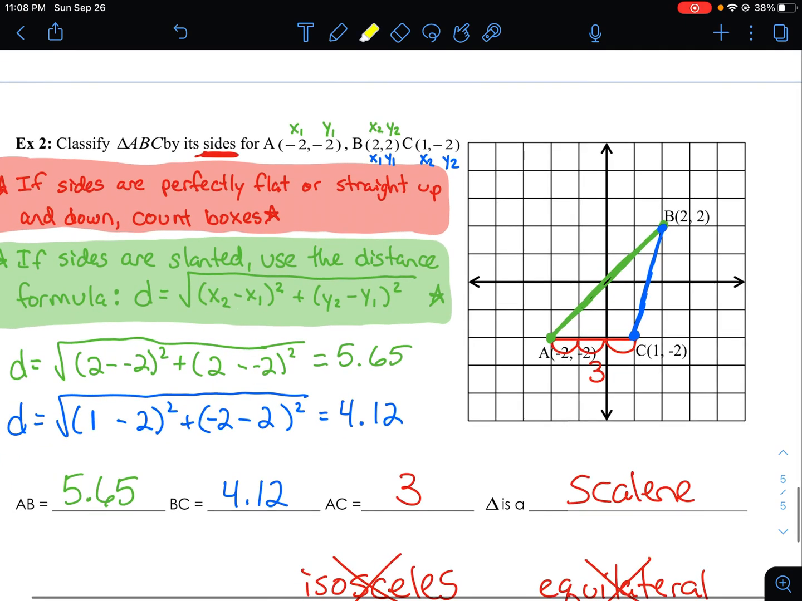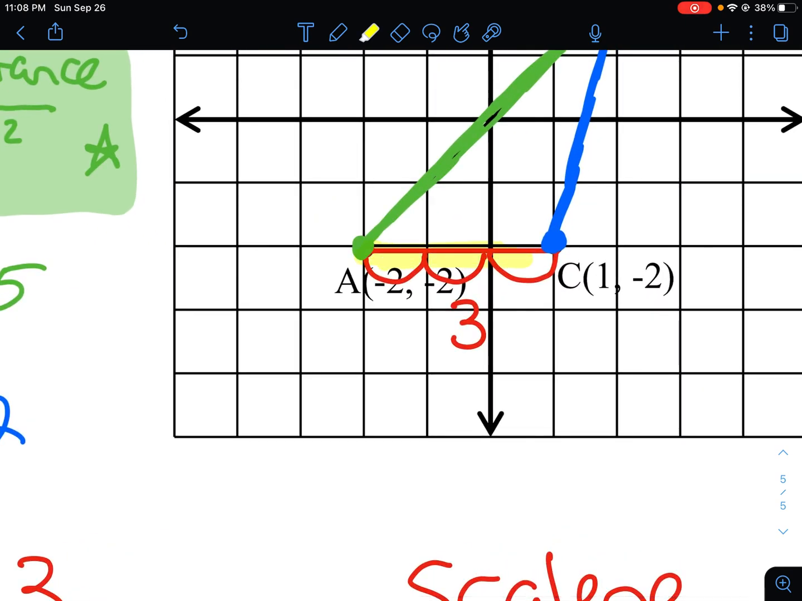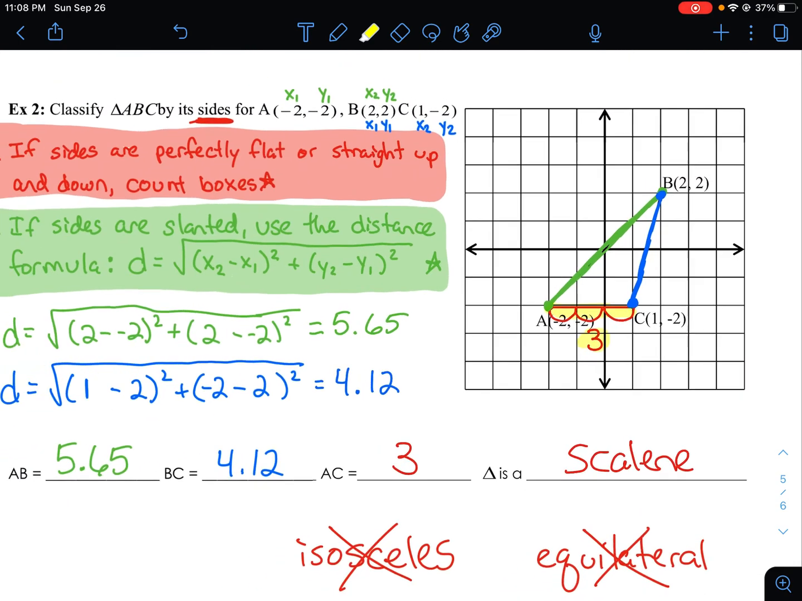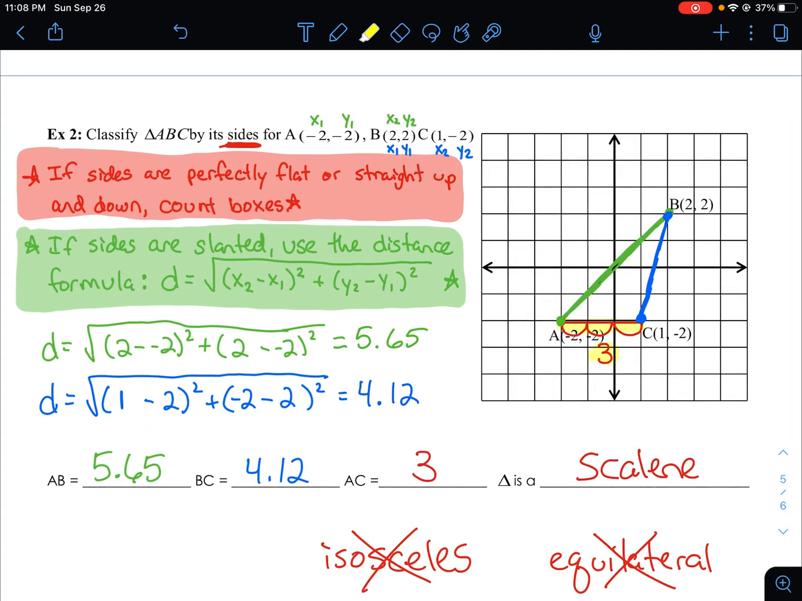So the first one that's easiest to find out is this side right here. From A to B, we see that that's a length of 3 because we could just count side to side. That's what this red highlighted box here says. It says that if sides are perfectly flat, like this case AC, or straight up and down, we could just count boxes to figure out length.